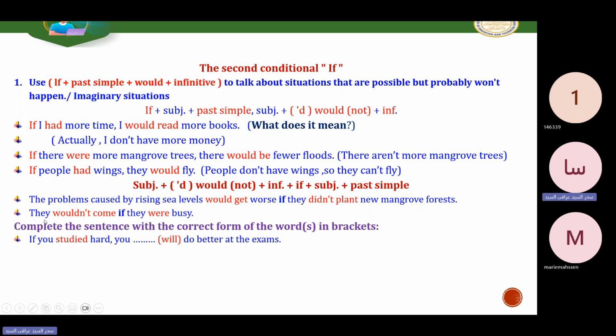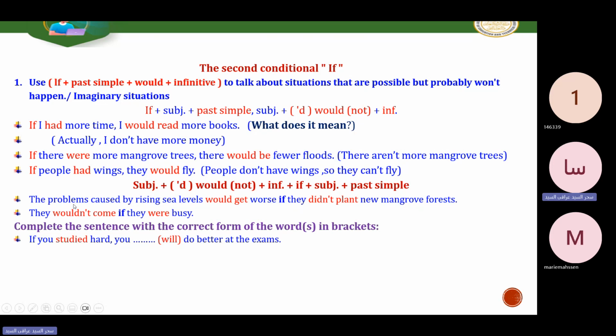Okay. Look at this example. The problems caused by rising sea level would get worse if they didn't plant more new mangrove forests. Look here, "if" is followed by a past simple negative sentence, of course, "didn't", and preceded by "would" plus the infinitive. So we can use "if" at the beginning of the two sentences, and we use a comma between the two sentences. And we can use it in the middle between the two sentences, and of course, we don't have a comma here.